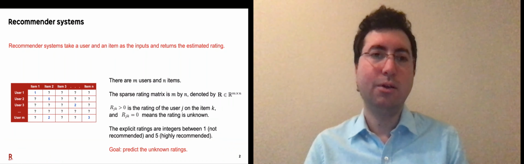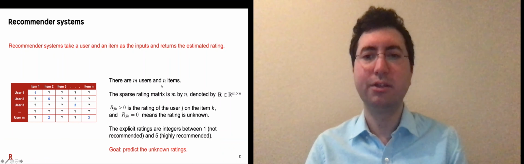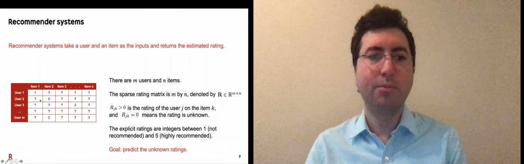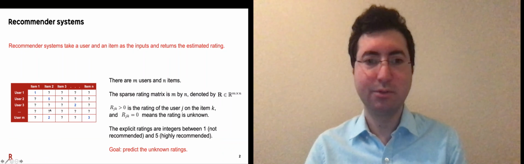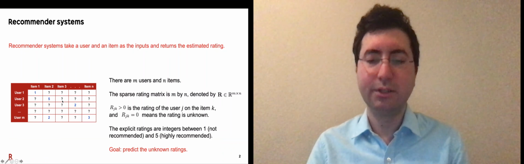The goal of our approach is to predict the unknown ratings. Let's say we have m users and n items. Then we have access to this rating matrix where some of the ratings of the users on items is known. But as you can see, more than 95% or 99% of them are unknown. And the goal is to predict these unknown ratings.